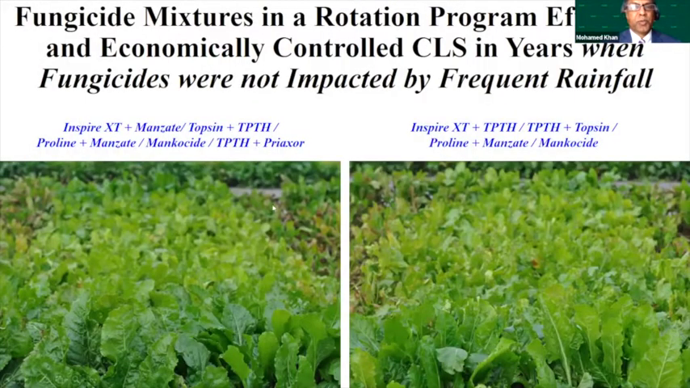Here again, I'm showing you pictures of different mixtures using a rotation program followed by tin and a triazole. I always prefer my tin and triazole first, but this will also work. Proline and Manzate, a copper and EBDC, and an American Crystal, you like to use a Priaxor and a tin, you can see excellent disease control compared to your check.